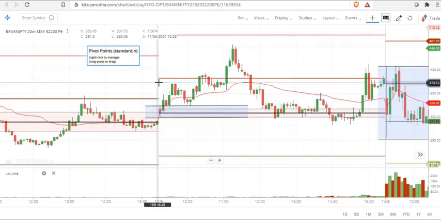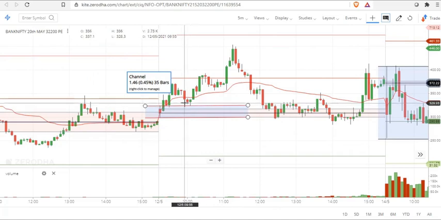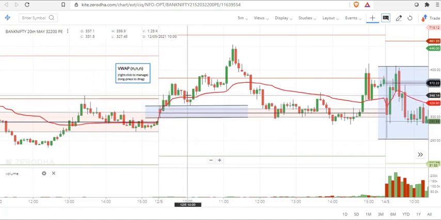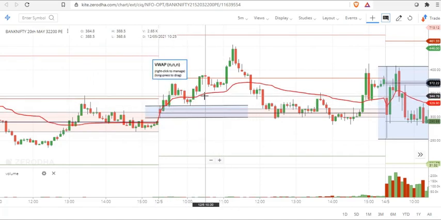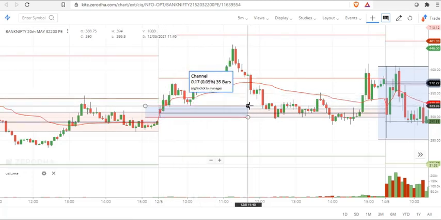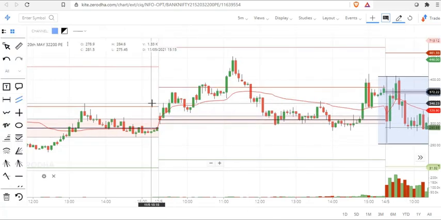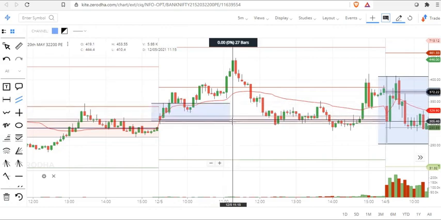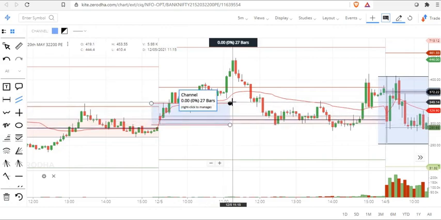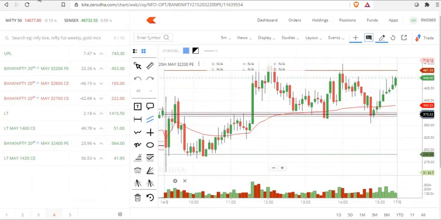This is inside the CPR. The next candle is a bullish one, so there is a retest of this level, and the VWAP is also moving higher. So we can take entry above the second candle also. Also 394, target up to 453.